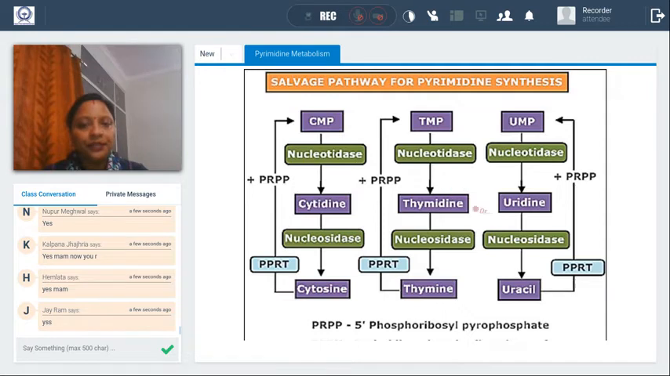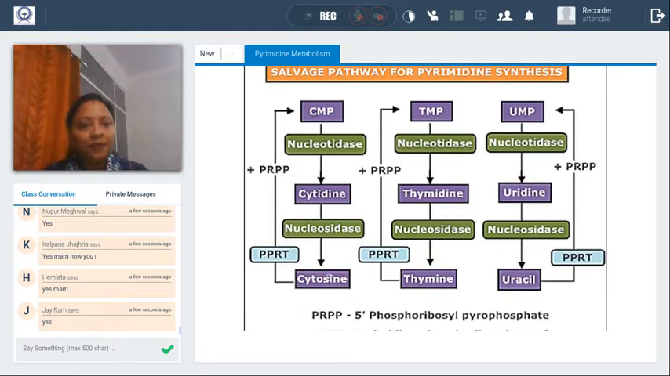Likewise, TMP, thymidine, and thymine; UMP, uridine, and uracil. So by which enzyme? Pyrimidine phosphoribosyl transferase, PPRT, and with PRPP we can get CMP, TMP, and UMP. The process is the same as we have already studied in purine metabolism, the salvage pathway of purine.